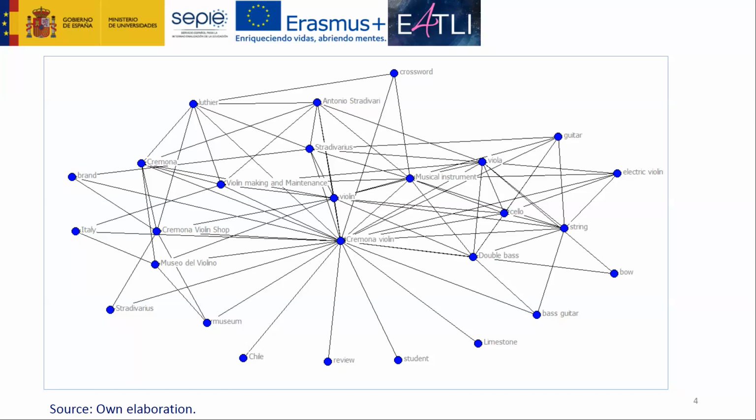Here we are performing a network analysis of the keywords demanded by those who look for Cremona violin. This is key, because it means we are analyzing your positioning in the semantic world on the internet. You are approaching the keywords employed by your consumers or customers and what they are looking for on the internet. This is key to getting to know your demand.